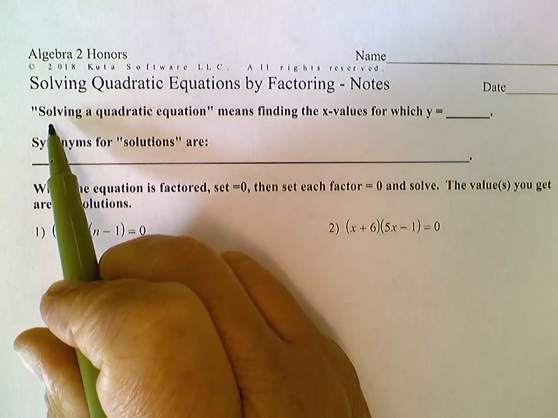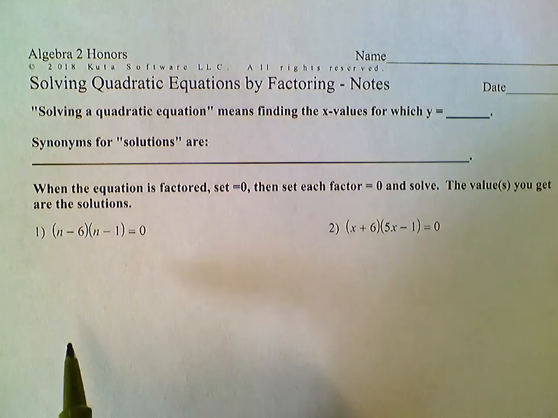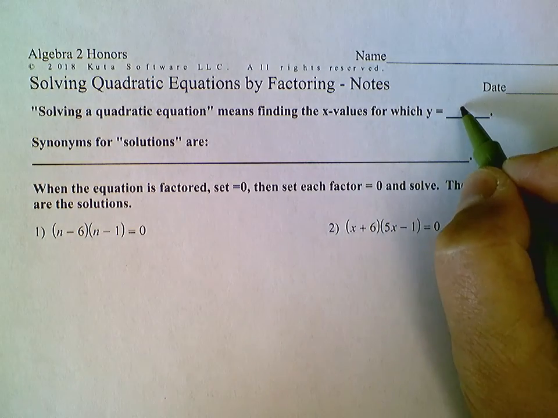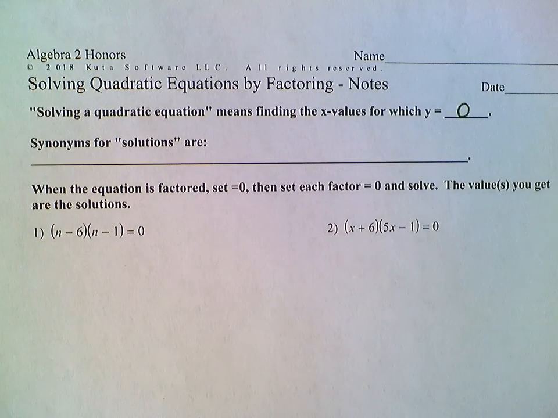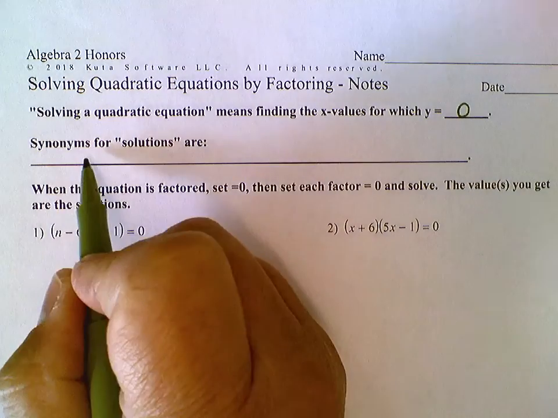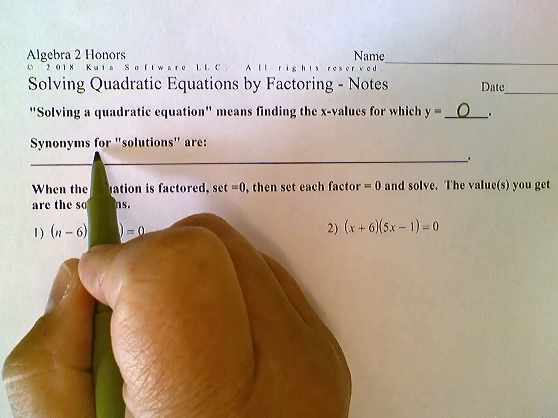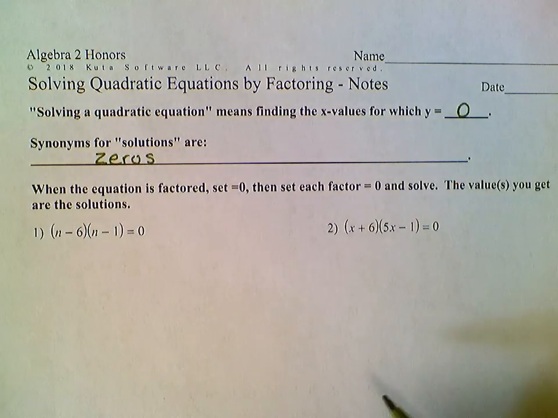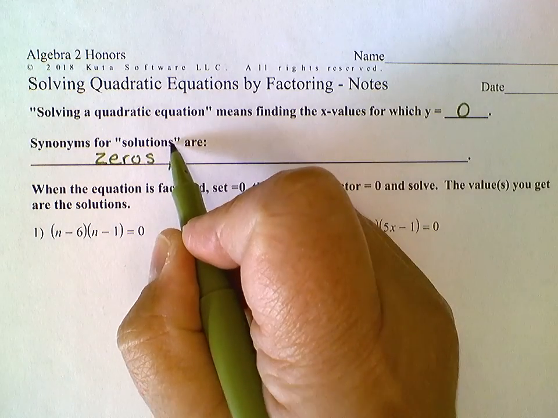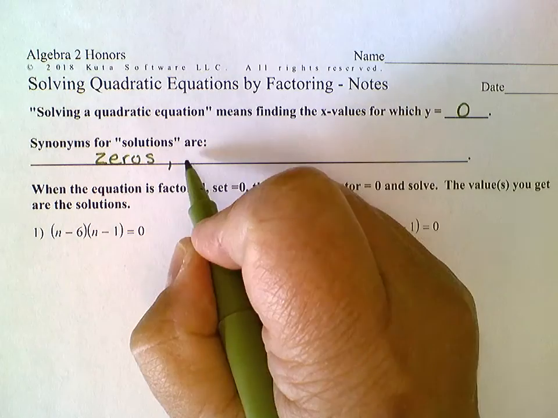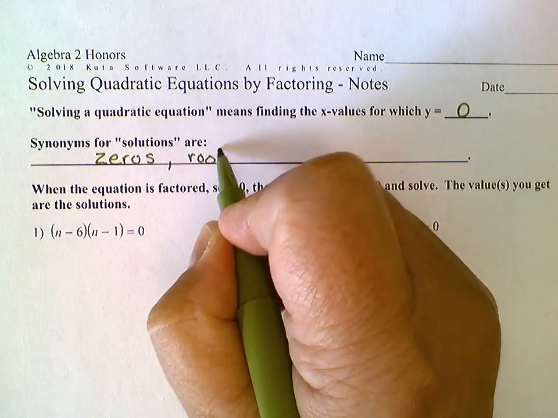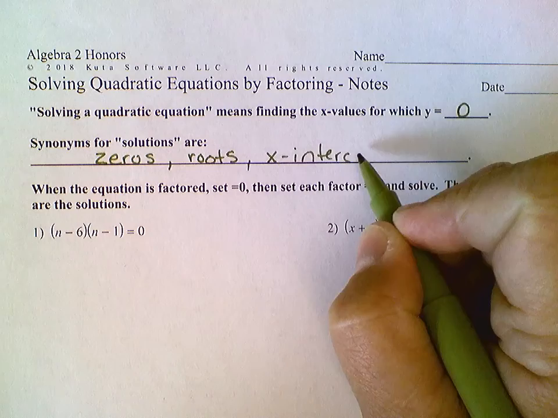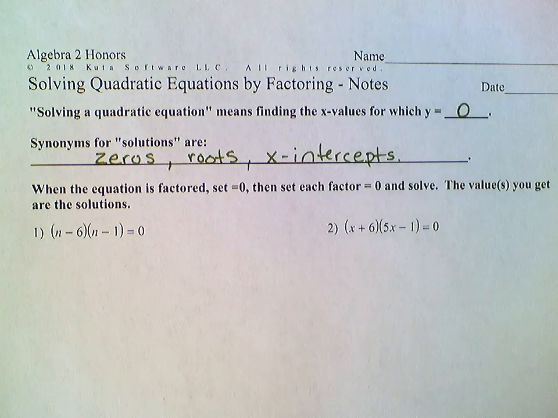So first of all, when I ask you to solve a quadratic equation, we're looking for all of the x values for which y equals 0. This is why one of the synonyms for solutions is zeros. So we look for the solutions, we look for the zeros, we look for the roots, and we look for the x-intercepts. All of those are looking for the same thing.